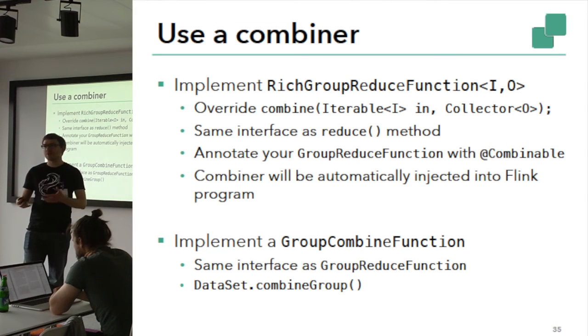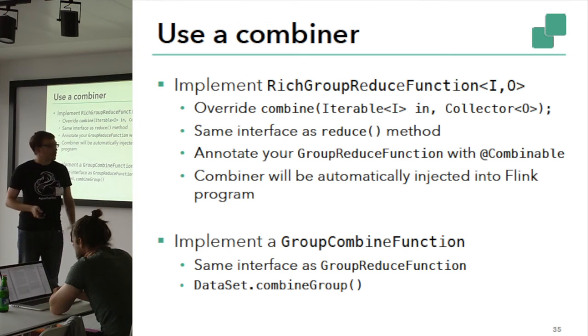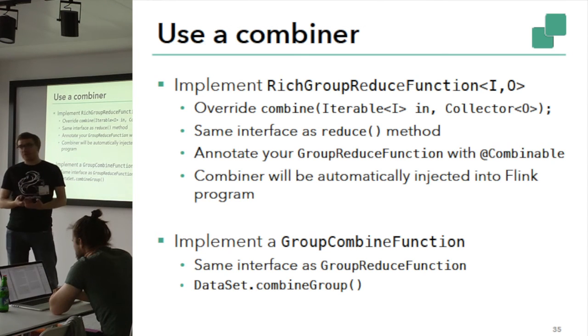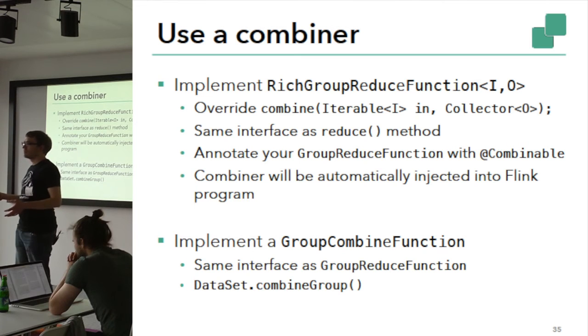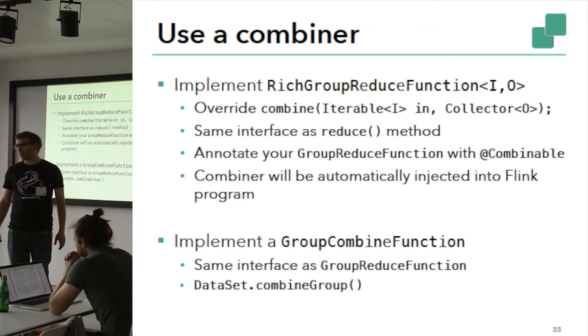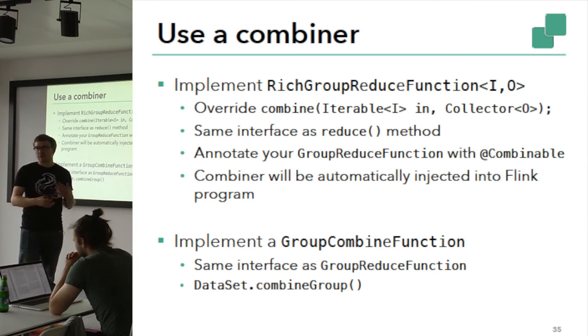So the interfaces are basically very similar, but the input of the combiner must be like the output of the combiner. If you want a little bit more flexibility, you can also use the group combine function, which has the same interface as the group reduce function, and there you have this interface here. This is then not transparently injected into the data flow, but you explicitly say, I want to run this combiner, and I know what I'm doing, and put the combiner there. So this is more an explicit thing.